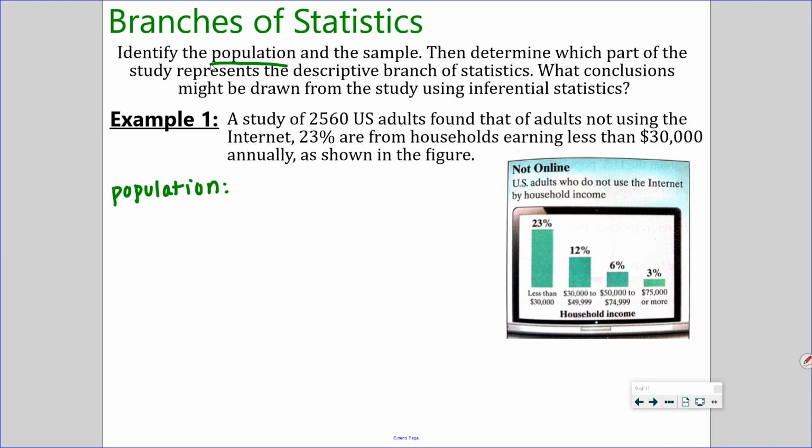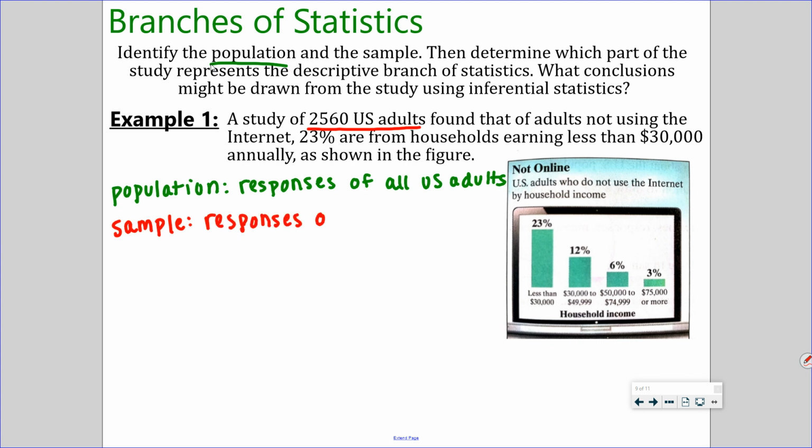All right, let's start by identifying our population. So you can see here's our sample. We just sampled around 2,560 U.S. adults. My population would be all U.S. adults. Sample would be the responses of 2,560 U.S. adults in the survey.